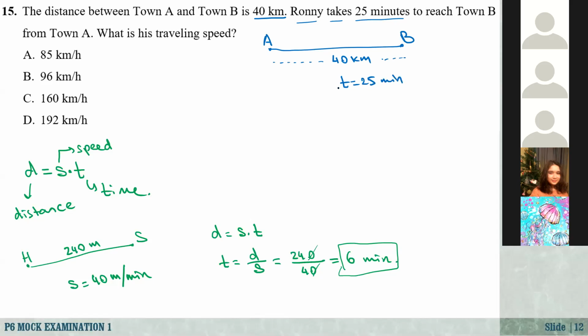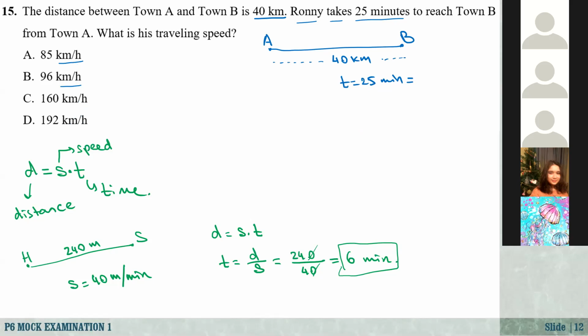But as you see here, if you look at the answers, all are in kilometers per hour. So before we solve the question, we have to convert these minutes into hours. Ulker, can you convert minutes into hours? How do we change minutes into hours?